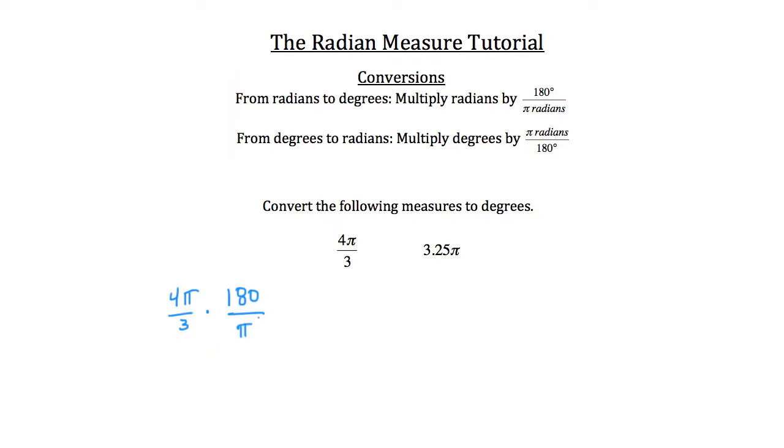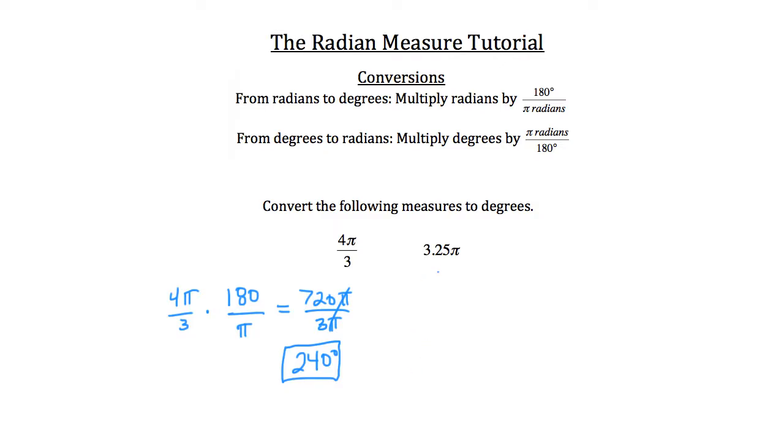So 4 times 180 is 720, and we have our pi there. And on the bottom, 3 times pi is 3 pi. Now our pi's are going to cancel, and we're going to be left with 720 divided by 3, which is just 240 degrees. So 4 pi over 3 radians is equal to 240 degrees.